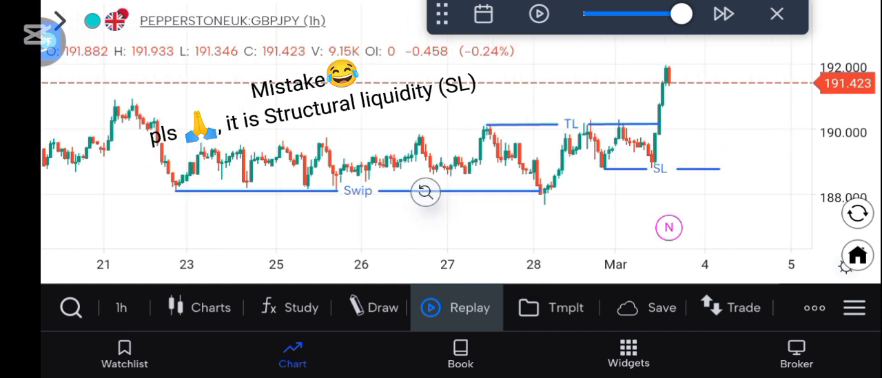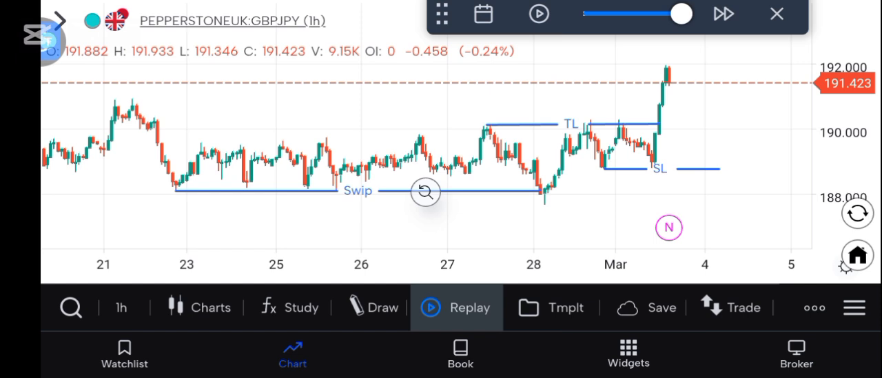So now we have seen our setup. We have seen the type B setup. This is the type B setup because of what? The market created structural liquidity before the transactional liquidity occurred. So this is the type B setup.